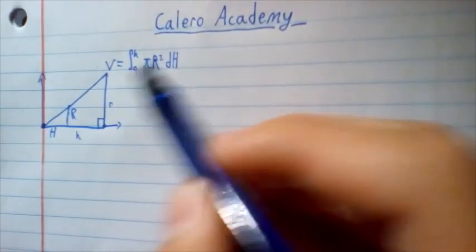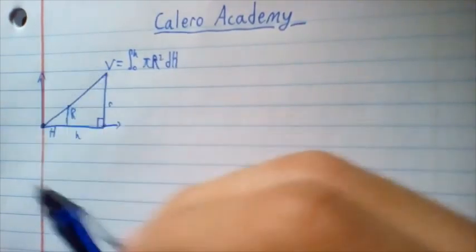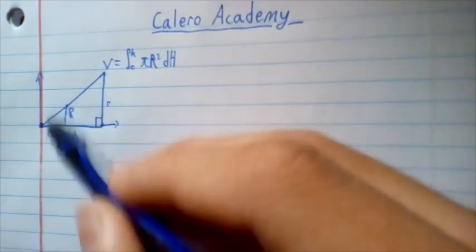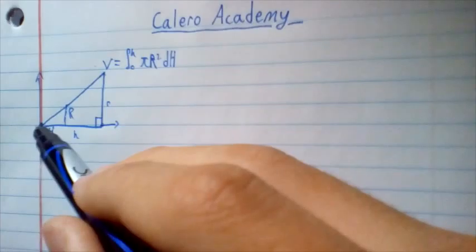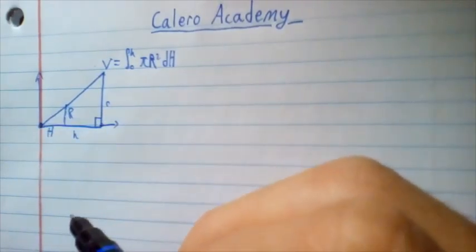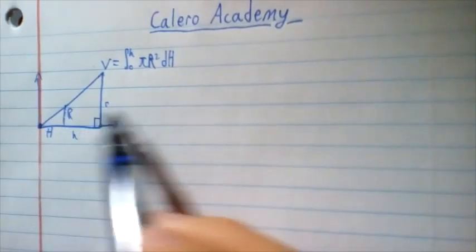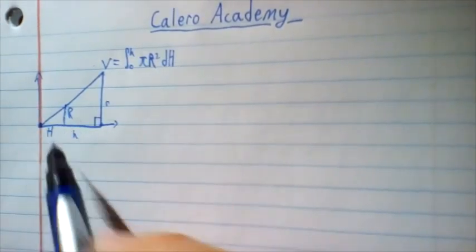So all this integral is saying is find the sum of an infinite amount of little circles that are formed by spinning around slices of this triangle around this axis over here. And we'll be integrating it with respect to cap H.